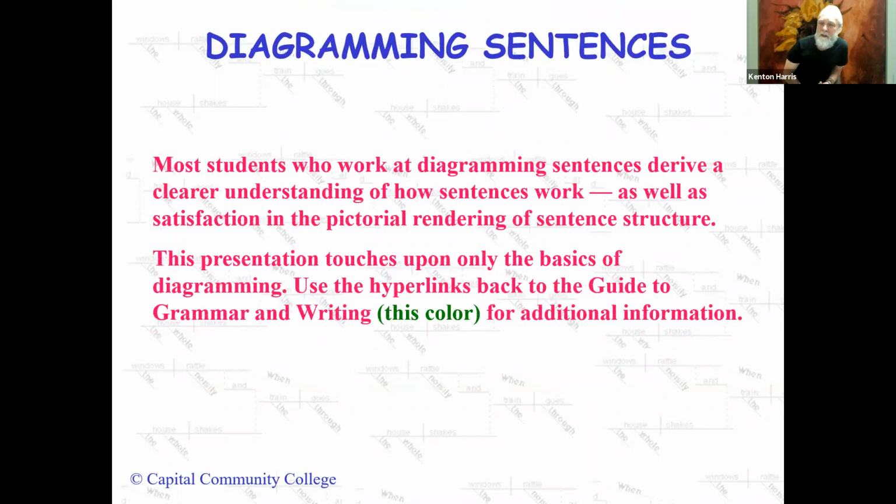Most students who work at diagramming sentences derive a clearer understanding of how sentences work, at least that's the intention, as well as satisfaction in the pictorial renderings of the sentences. Again, if you're a visual learner, I imagine that this is particularly helpful. This presentation touches upon only the basics of diagramming. Using the hyperlinks, but we don't have that in this presentation. But he had quite an extensive website on grammar and diagramming sentences and that sort of stuff. We're just borrowing this PowerPoint from him.